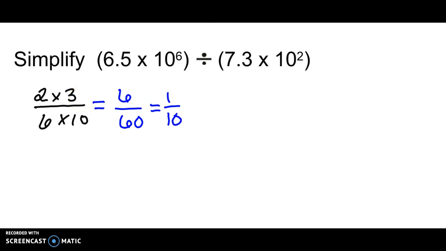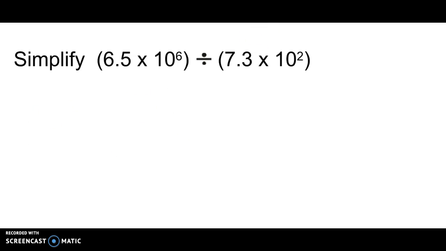So we are going to write this problem as a fraction. Using a fraction bar, we're going to write 6.5 times 10 to the 6th as our numerator, because that's what's being divided. We use a fraction bar for division, and we're going to put 7.3 times 10 to the second below that.